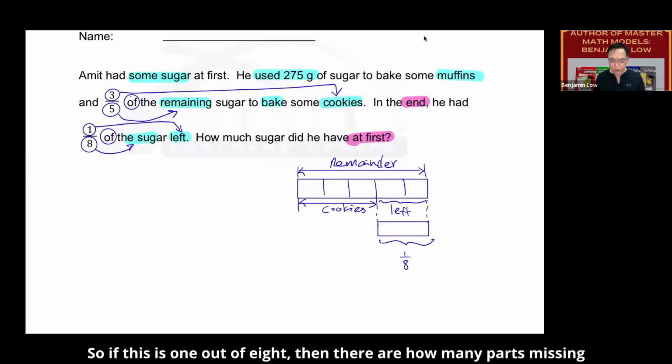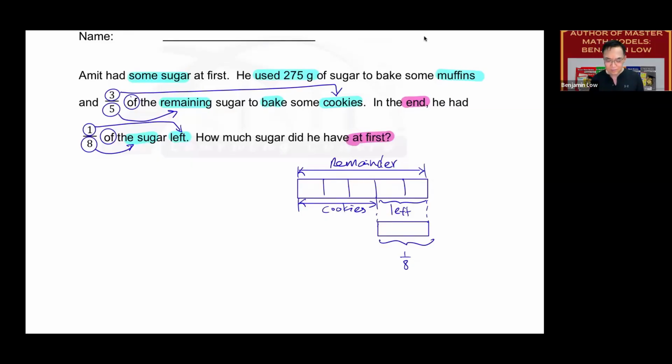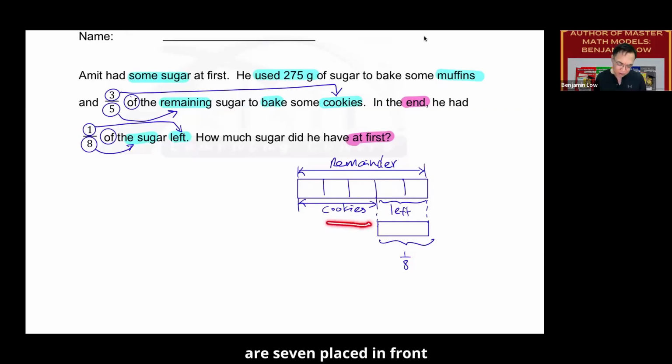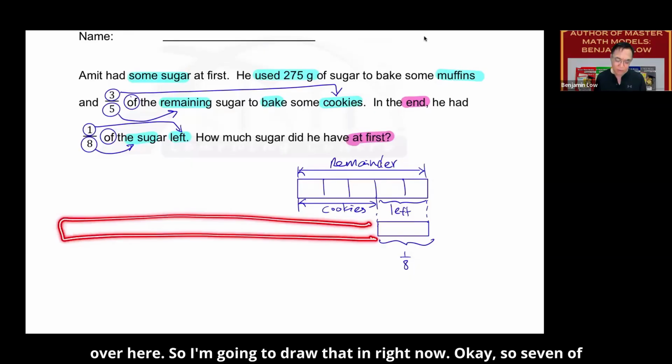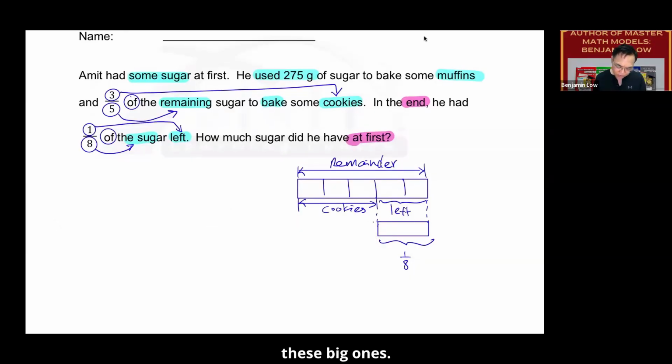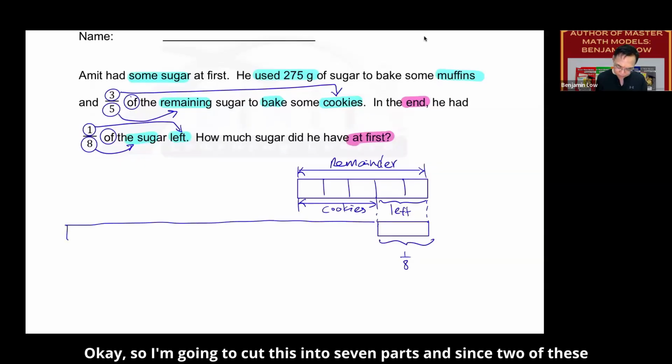So if this is 1 out of 8, then there are how many parts missing from what I'm drawing? The answer will be 7 because 8 minus 1 means 7. And there are 7 placed in front over here. So I'm going to draw that in right now. Okay? So 7 of these big ones.